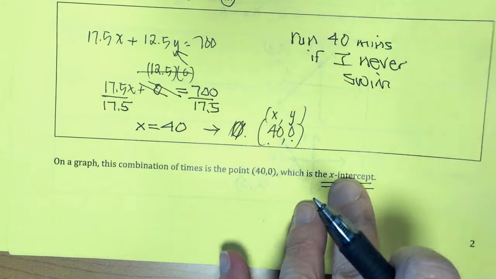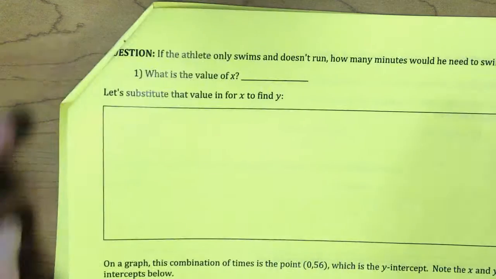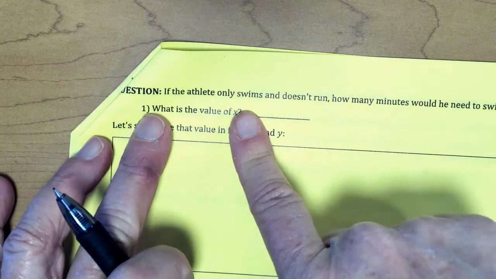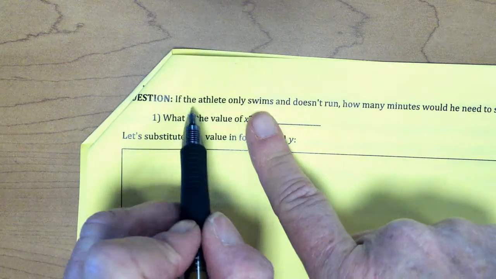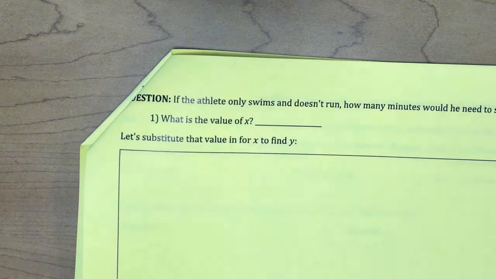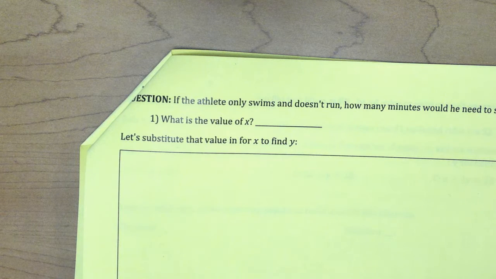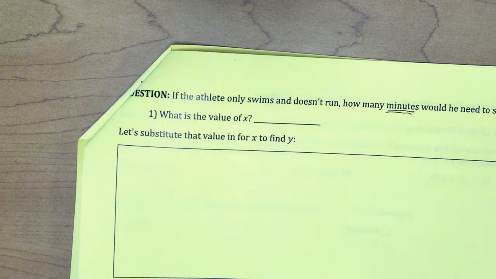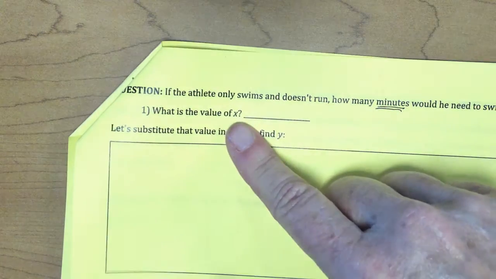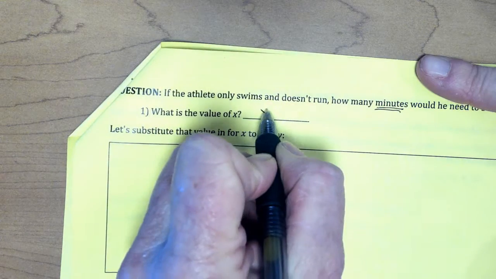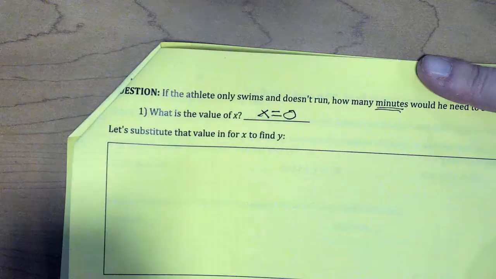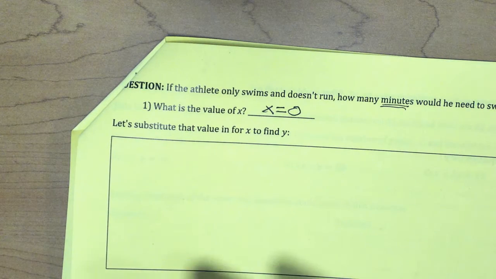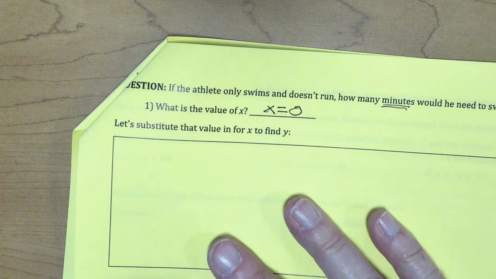Okay, so now there's another question we have to answer. And that question is, well, wait a minute, what happens if the athlete only swims and never runs? Okay, so now it's the reverse. So I want to know how many minutes would he need to swim if he only swims. So what do we know about x? We know that in this case, x is going to be equal to 0. Well, I could use the exact same equation, because that's the equation I'm using.